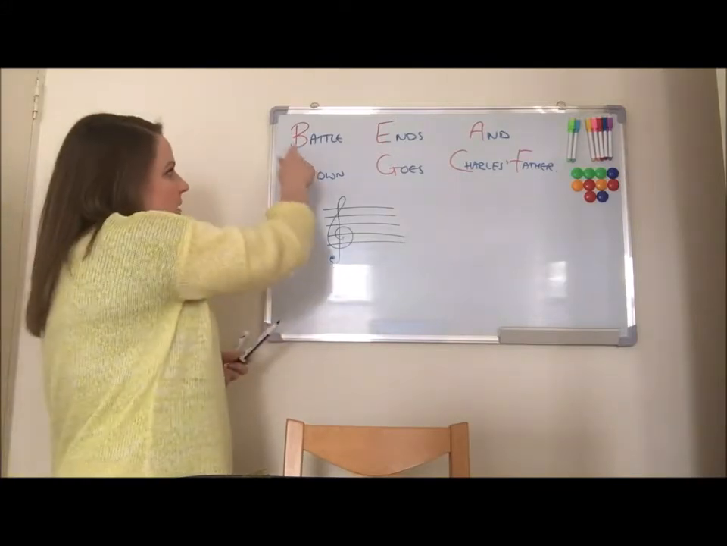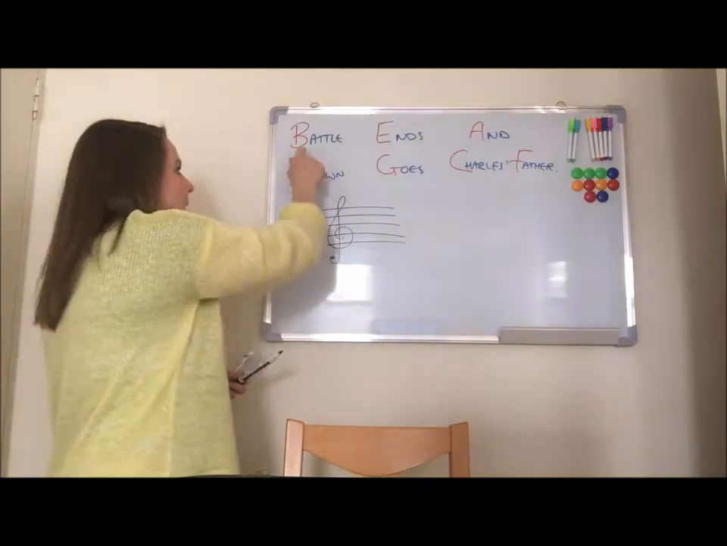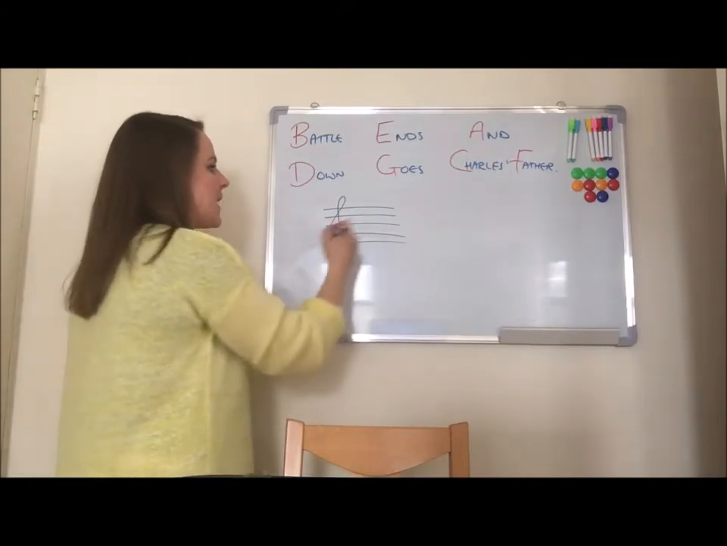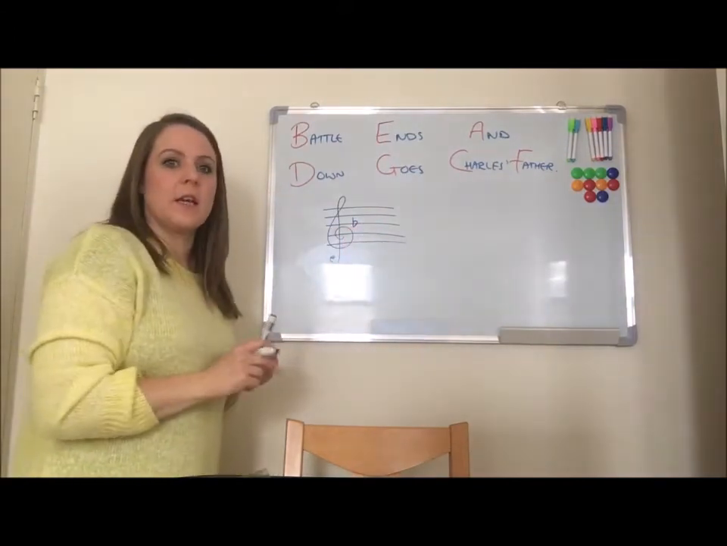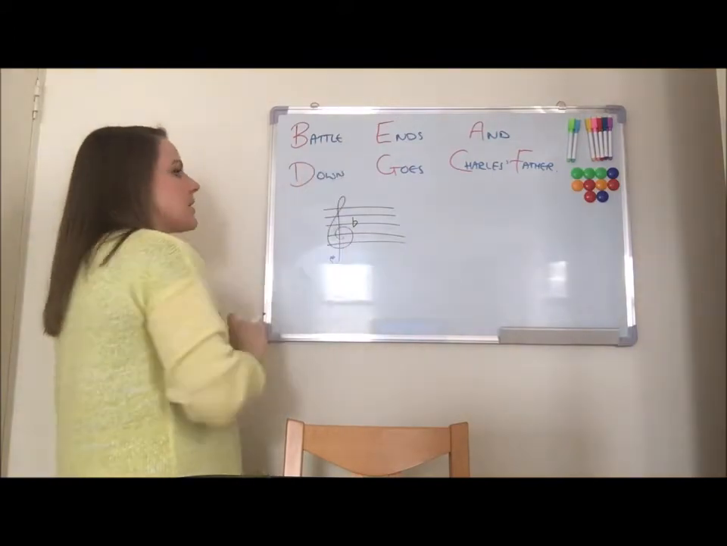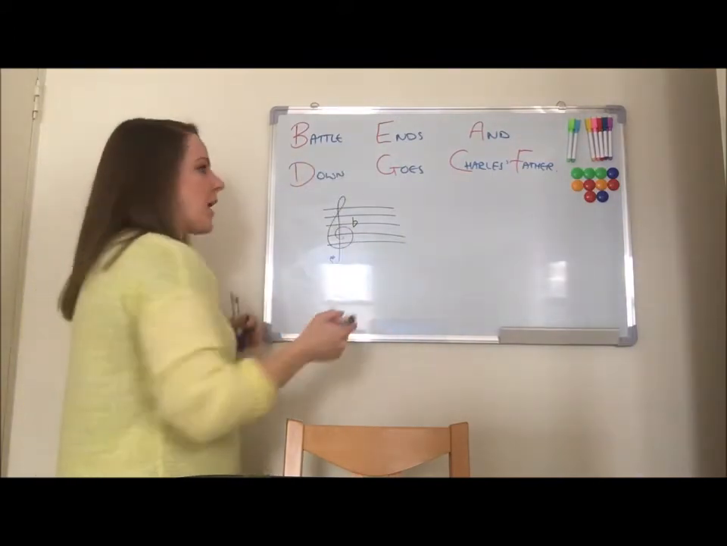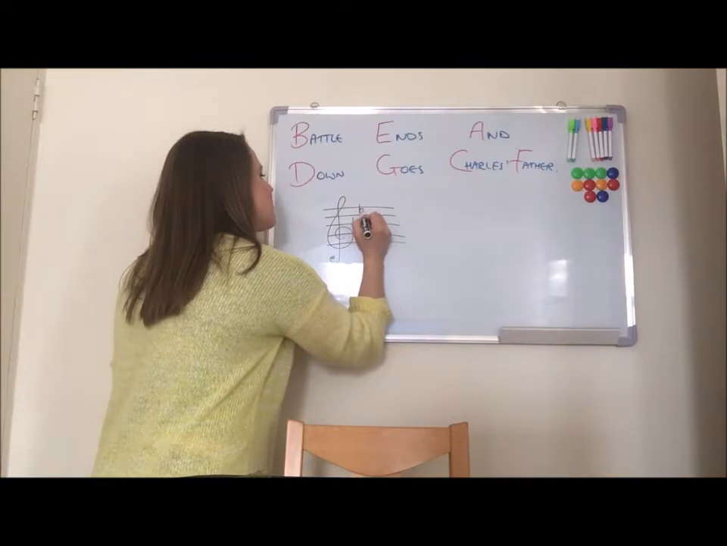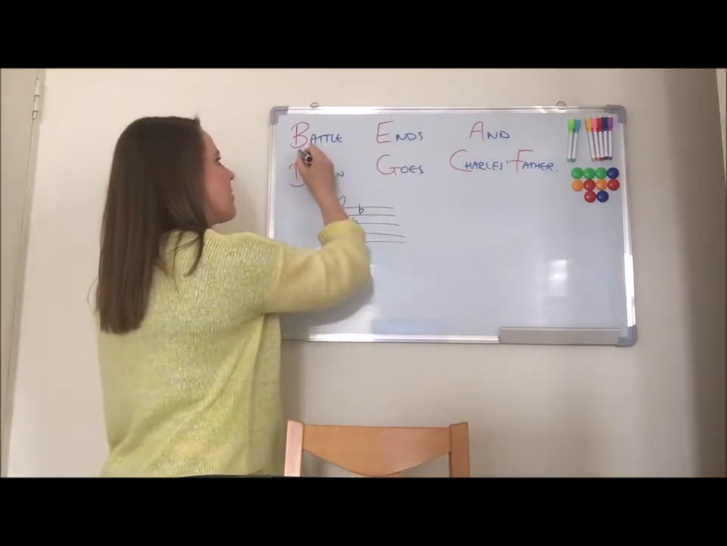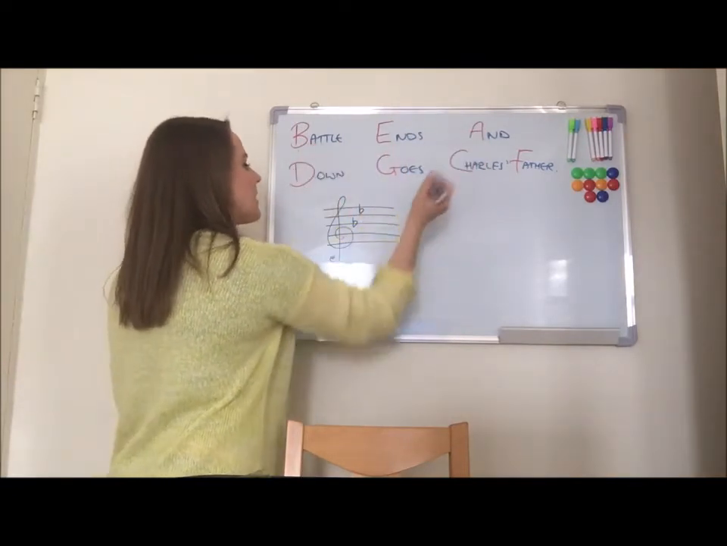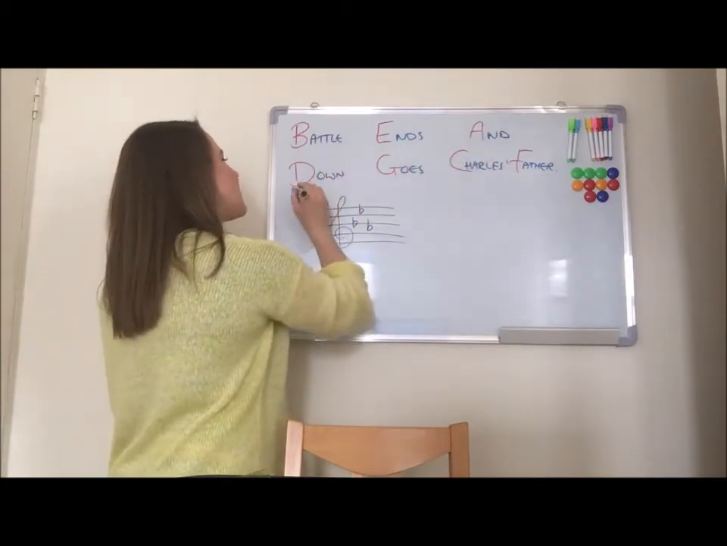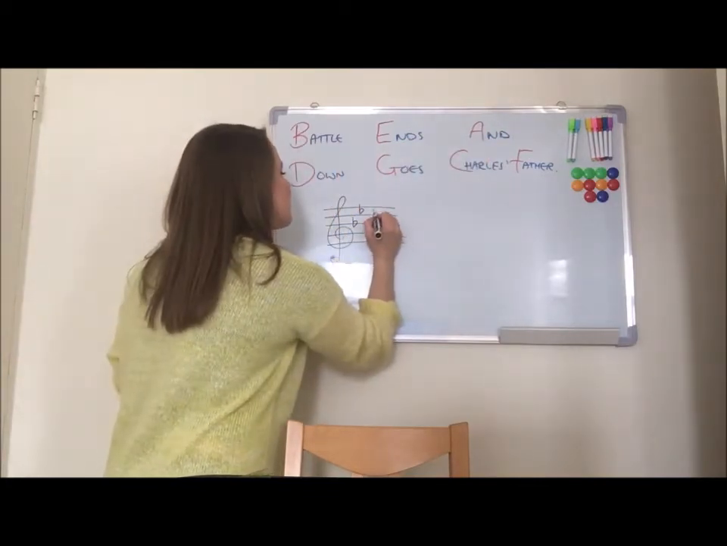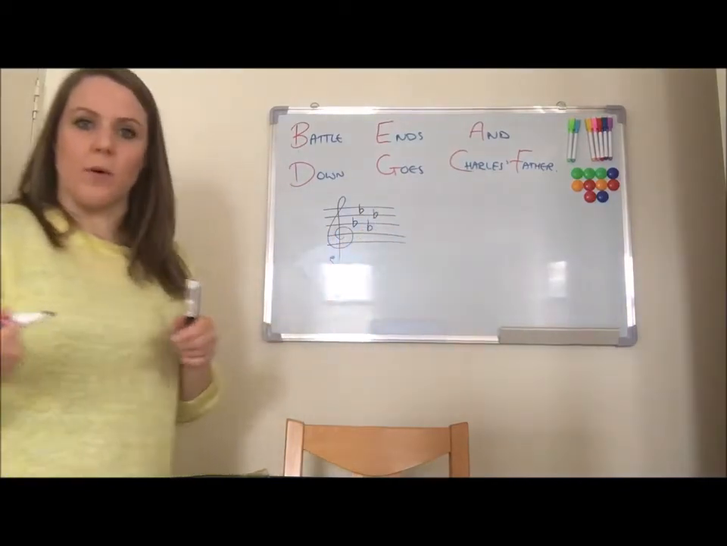So if we had a key signature with one flat, battle, it has to be a B flat. B flat would be drawn on the stave first. If we had a key signature with two flats, it has to be B flat and E flat. So E flat is drawn on the stave second. Three flats, B flat, E flat and A flat. Then it would be B flat, E flat, A flat, D flat. So D flat is drawn on next, and so on and so on.